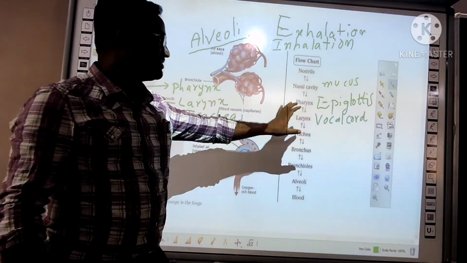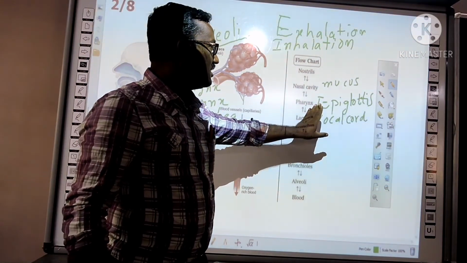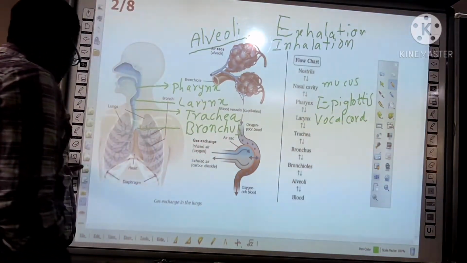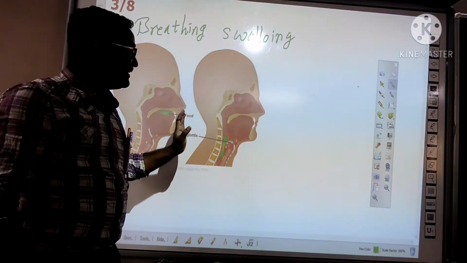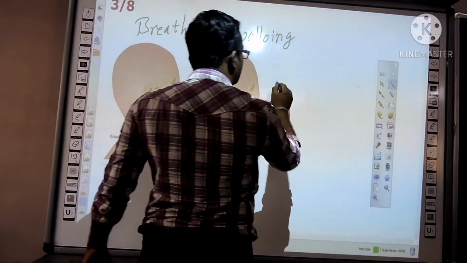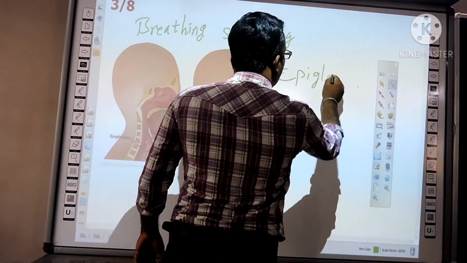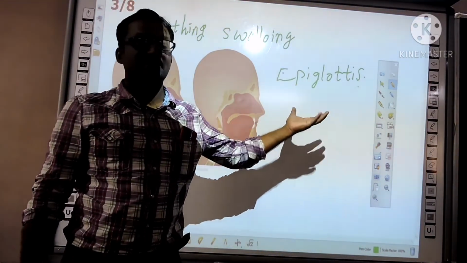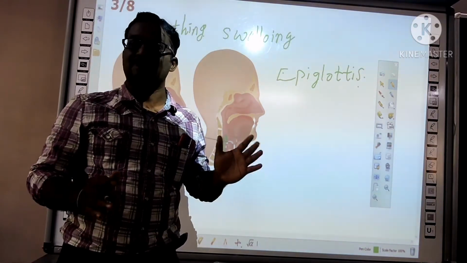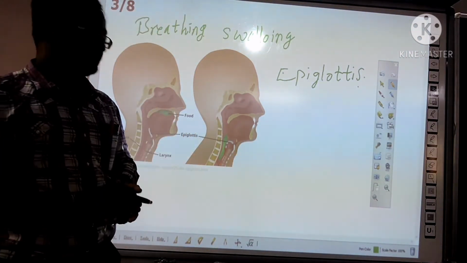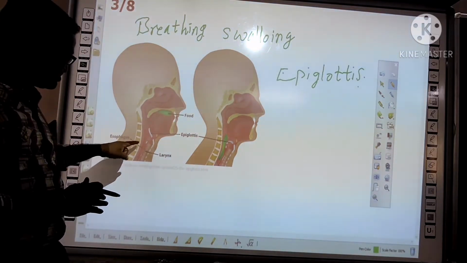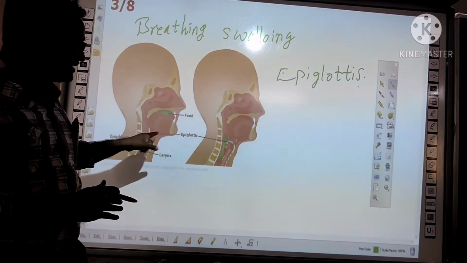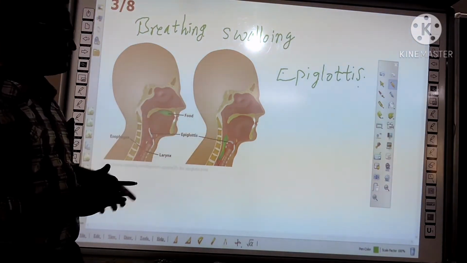Here let us focus on the role of the epiglottis in the breathing, in the respiration process. You know, the epiglottis is present at the pharynx region, which is a common passage for food and air. Here you observe the pictures. This is the esophagus, food pipe. This is the windpipe. So see the movement of the epiglottis during swallowing and breathing.